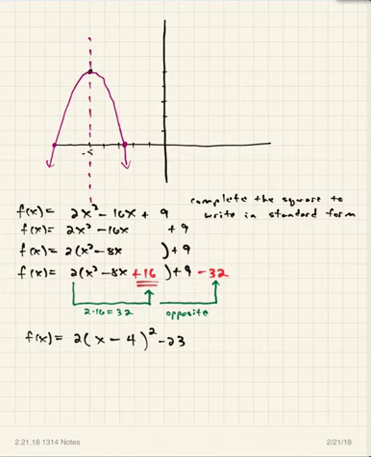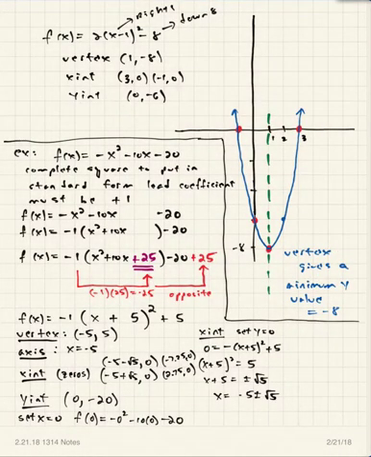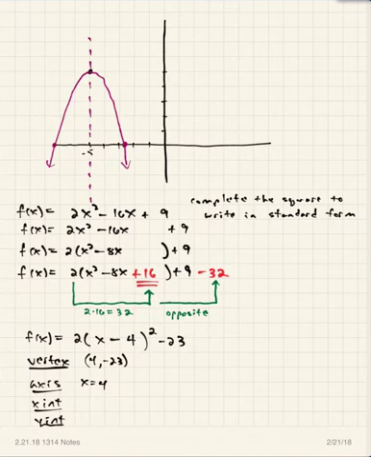Right? And so now we're ready to write down some information. The vertex for this function is at (4, -23). All right, the axis of symmetry is going to be at x equals 4. And then we also need to write down the x-intercepts and the y-intercepts. Now the y-intercept should be easy in this kind of problem, because all you have to do is look at the original function and substitute 0 for x in the original function, the way it was written at the beginning. And so you get (0, 9), because you just get the constant term there.